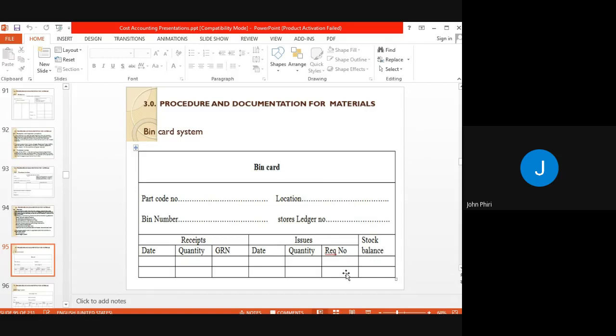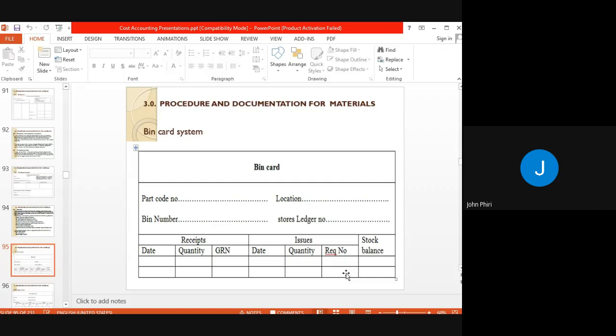So maybe on a daily basis, if you'll be receiving goods, you'll be updating your card. So for example, today is the 9th, 9/9/20. We have received, remember, you have given us the name of the part or the name of the stock on top there. So you just go to quantity received, 100. And we have the goods received note number, there you put that and the date. And then we go to issues. We have the date, quantity, and requisition number. On the receipt, you give the goods received number. On the issues, you give the requisition number.